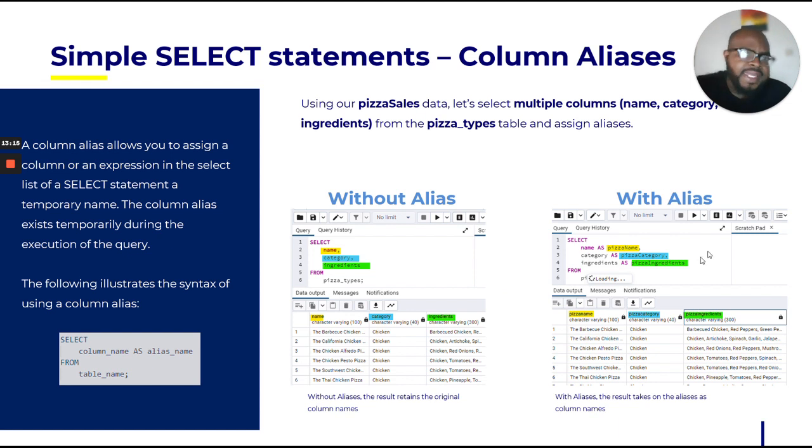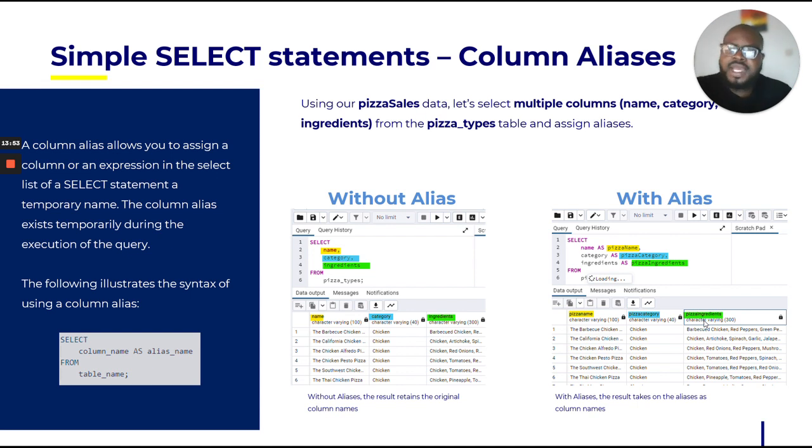But if I use an alias here, and I say select name as pizza name, select category as pizza category, and select ingredient as pizza ingredients, we would see that the column names change. Instead of name as it is in the left example, it's now pizza name, because we say select name as pizza name. For category, change it to pizza category. So you can see the column name changes here as well. And for ingredients, change it to pizza ingredients.